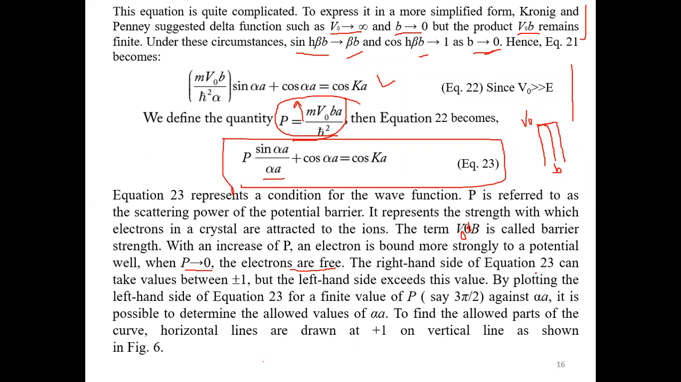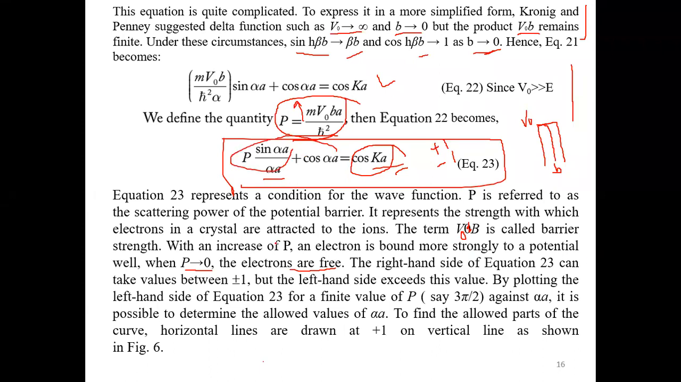So the right hand side of the equation 23 can take the values between this, the cos K alpha. So the value of cos K alpha, the maximum value can be +1 and the minimum value can be -1. But the left hand side exceeds this value. You see, this can exceed this value.